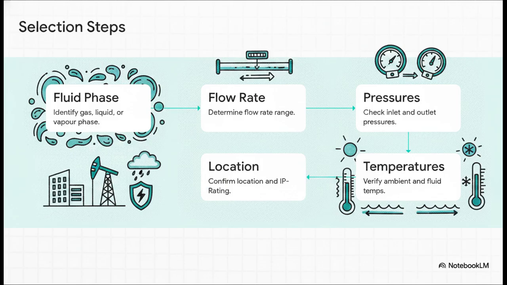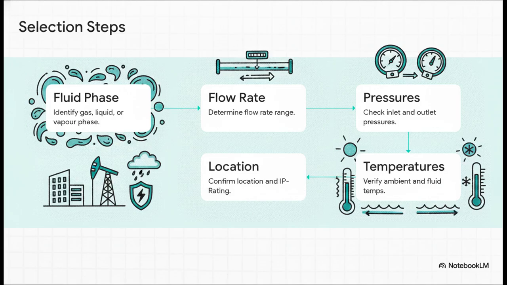When you're looking at a client's system, you've got a very strict 5-step checklist here to make sure you specify the exact right instrument. Step 1, what's the fluid phase? Gas, liquid, vapor? Some meters eliminate themselves right out of the gate here. Like we said, a mag meter can't measure gas. Step 2, what is the flow rate range? You need the minimum and maximum to make sure the meter stays accurate across their whole process.